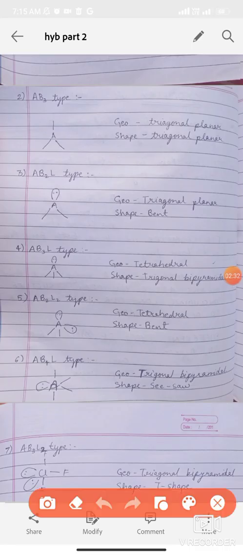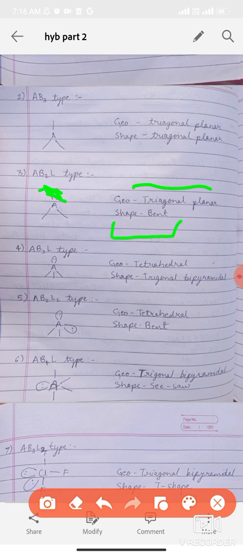In AB3 type we have three bond pairs and no lone pair, so we'll be arranging it like this so that there is minimum repulsion. As we have discussed how to draw the geometry, you can check in the description. I have given the link of the video in which we discussed how to see or draw the geometry of any molecule. As we see here, again the lone pair is 0, so the geometry is equal to the shape, that is trigonal planar.